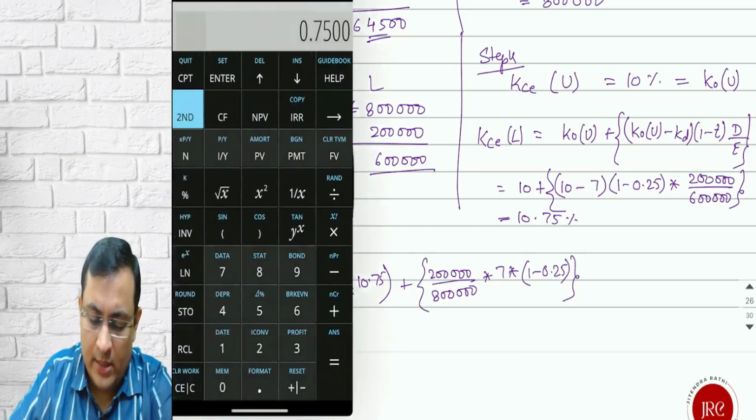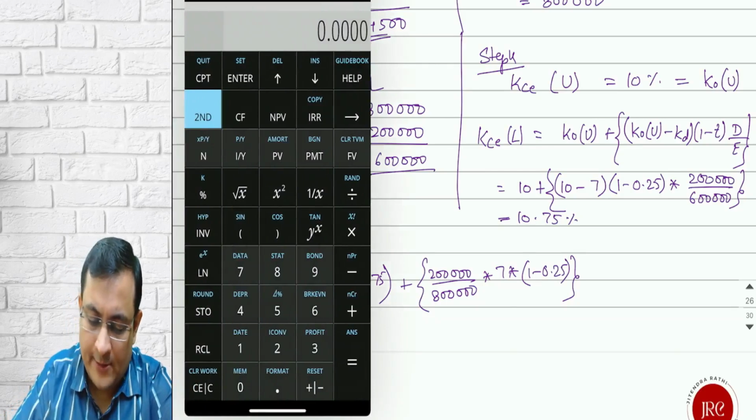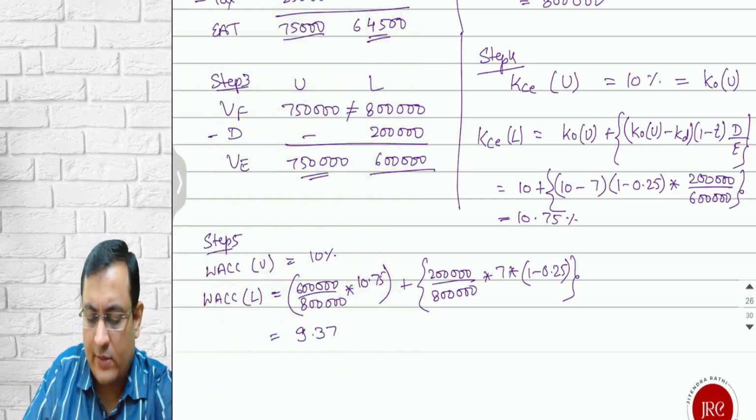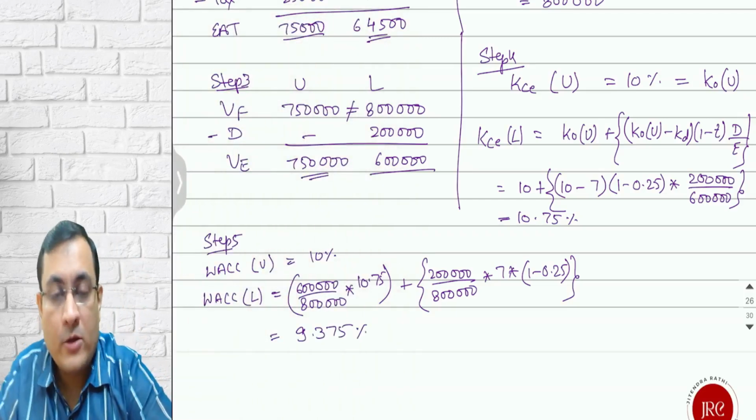Is going to give us how much? 7 into 0.75 into 2 divided by 8, that is 1.375 first, and second is 10.75 multiplied by 6 divided by 8, plus this value, is 9.375%. So WACC is going down.